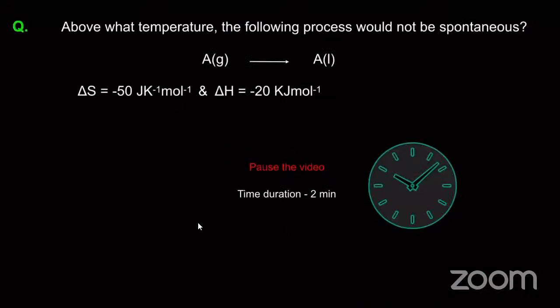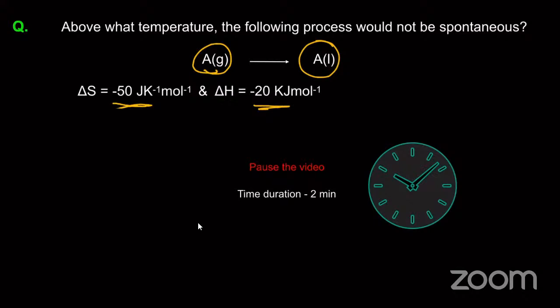First question: above what temperature would the following process not be spontaneous, where we are converting a gas into a liquid? Delta S is given as minus 50 joule per Kelvin per mole and delta H is given as minus 20 kilojoule per mole. Take 2 minutes and try to do the problem. Simple. Just substitute in the values.